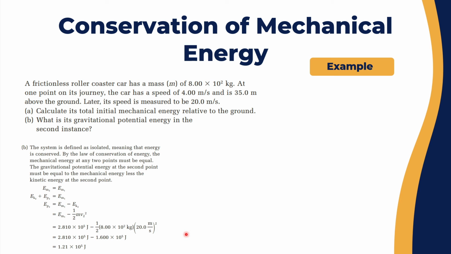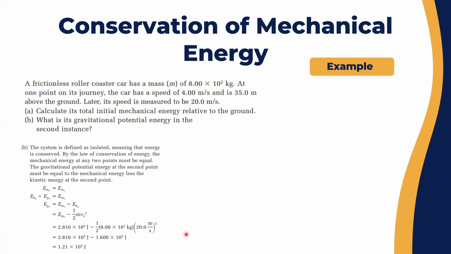For the second half of the example, the system is defined as isolated. In this case, the question asks what is the gravitational potential energy in the second instance. The system is isolated, so the energy is conserved, and the law of conservation of energy helps us here. We find the mechanical energy at any two points and they should be equal. Now the gravitational potential energy at the second point should equal the mechanical energy minus the kinetic energy at the second point. So if EM2 equals EM1, then EK2 plus EP2 equals EM1, so we just broke down the EM2 in this case.